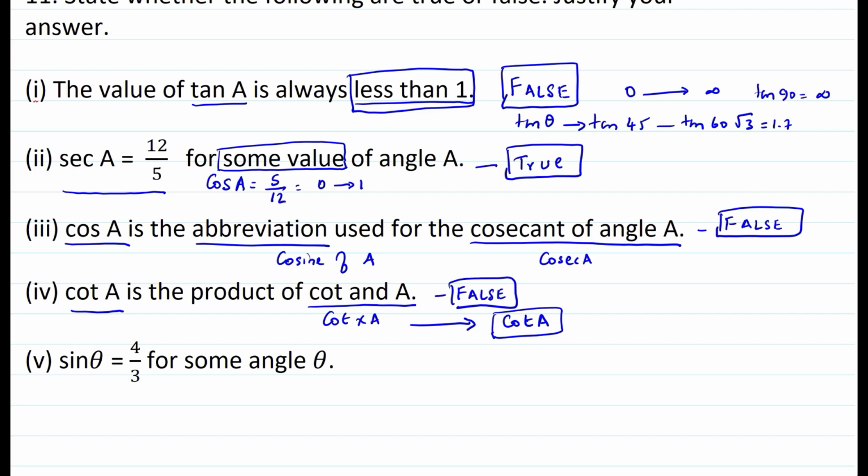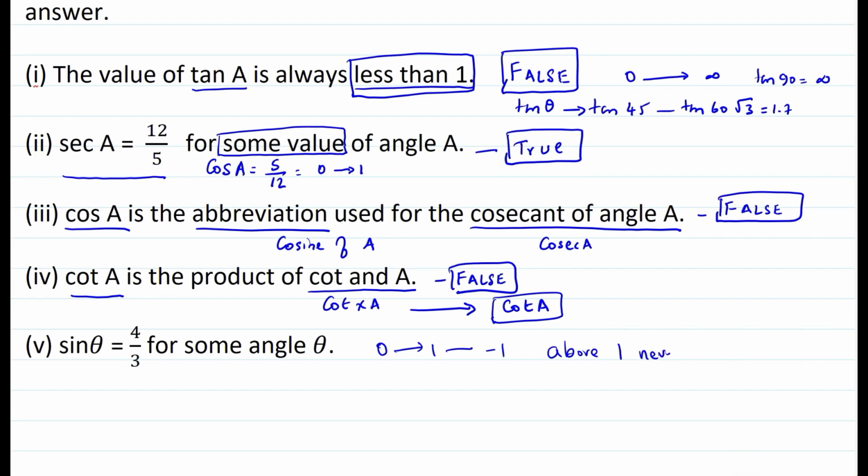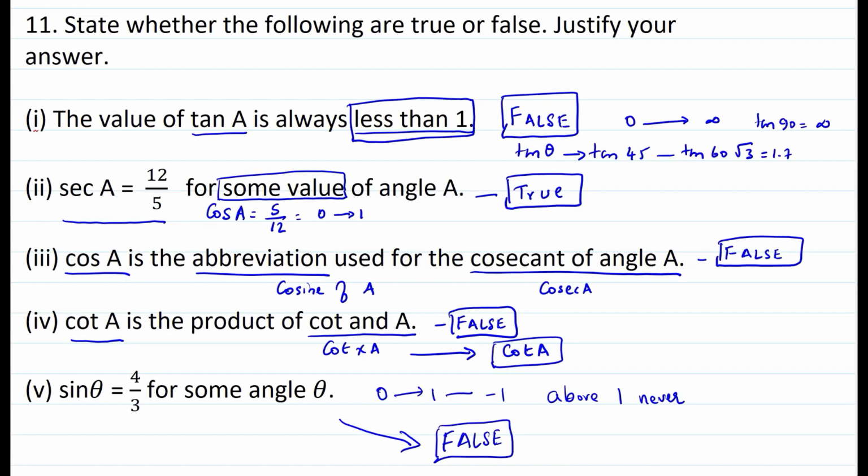So it is false. And the last part is sin theta is equal to 4 by 3 for some angle of theta. What is the answer? Because if you see, the value of sine lies from 0 to 1 and then 1 to minus 1. It does not go above 1. Never above 1. Therefore, what is the answer for this? This is false. Correct? Hope you understood the answers for this particular question.